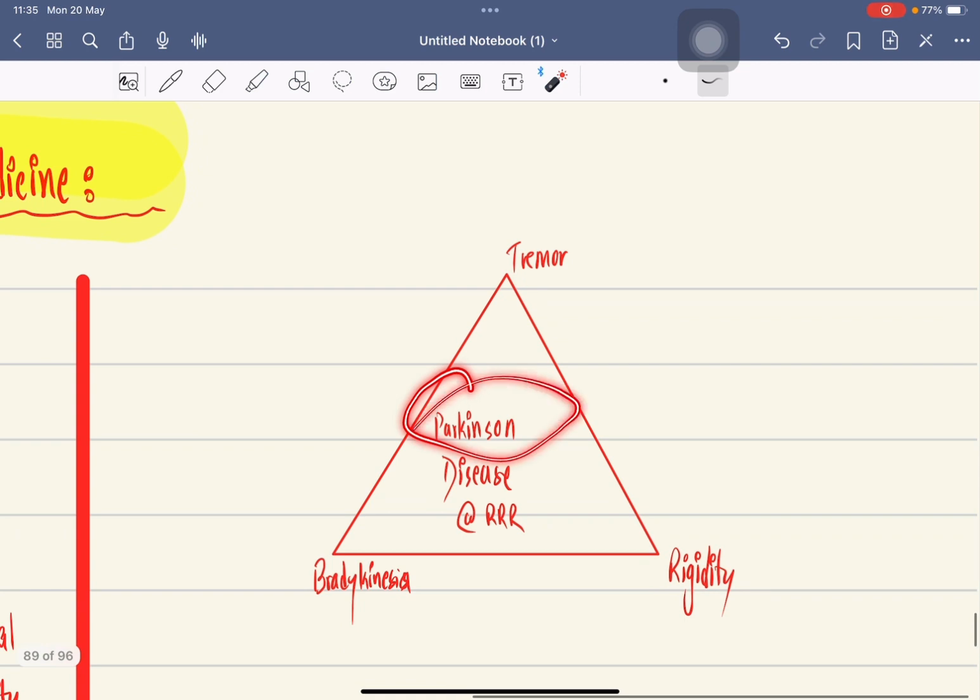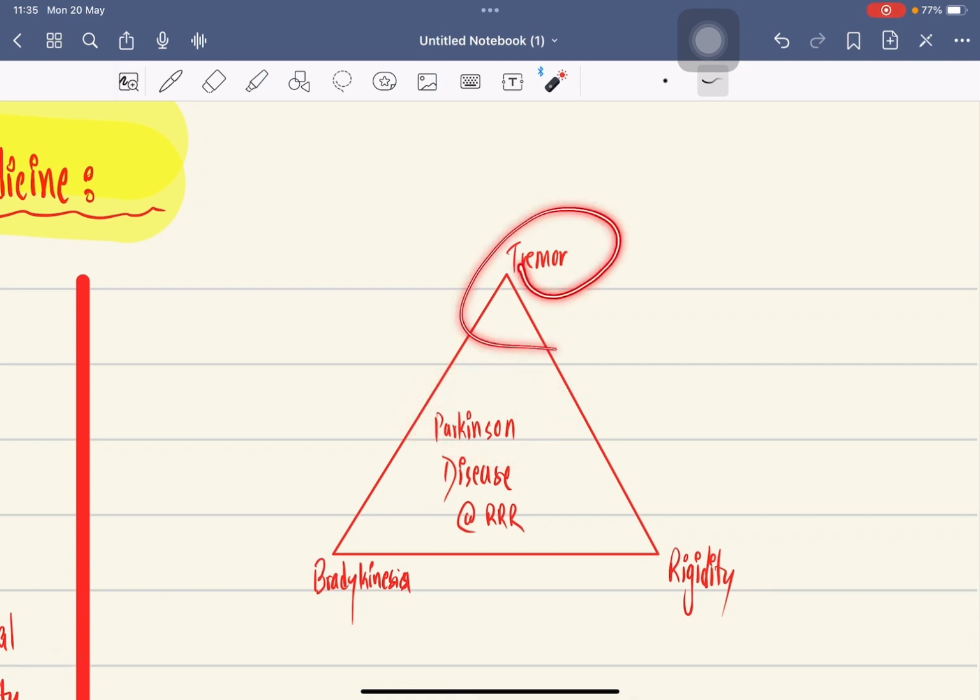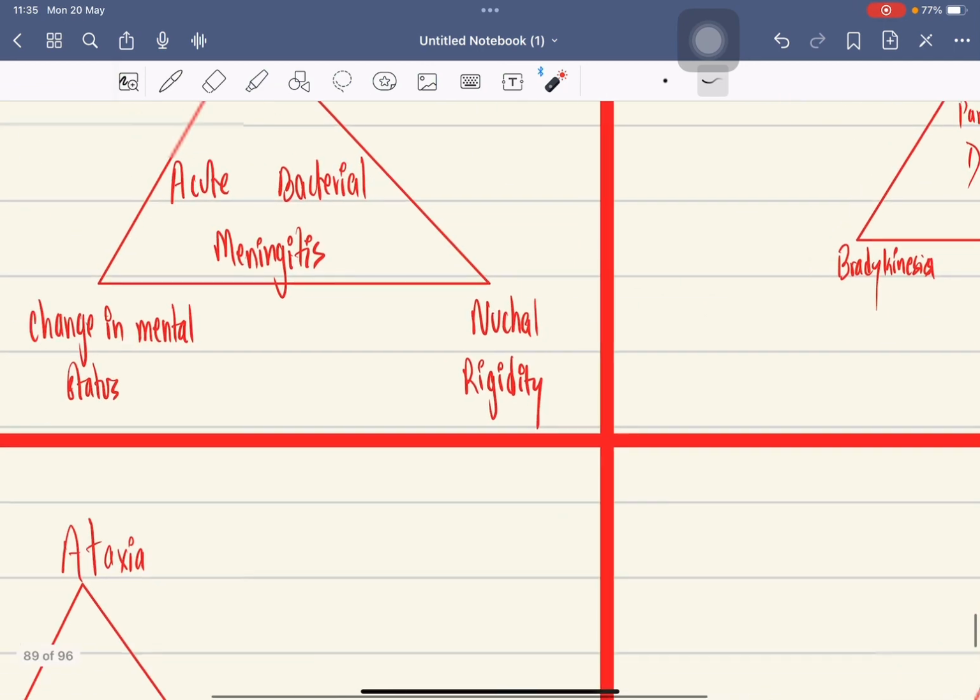Next is Parkinson disease. We have tremor, bradykinesia, rigidity. We can remember by the mnemonic RRR: resting tremor, reduced movement, and rigidity.